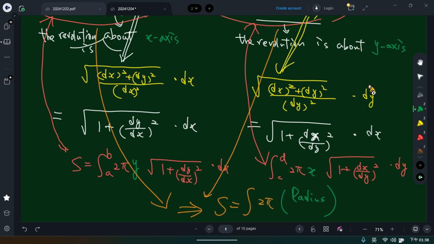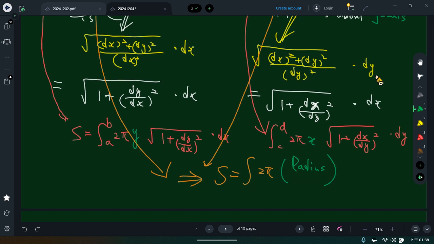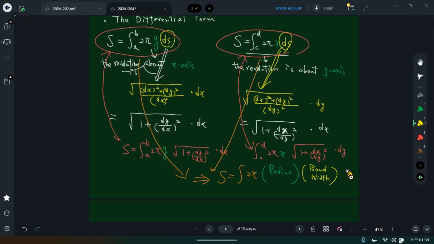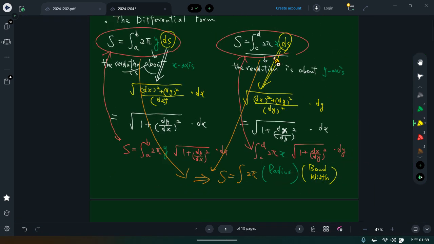Maybe I need to use radius, and then use the yellow one for band width. So I just make it smaller so you can have a whole view that you can see.